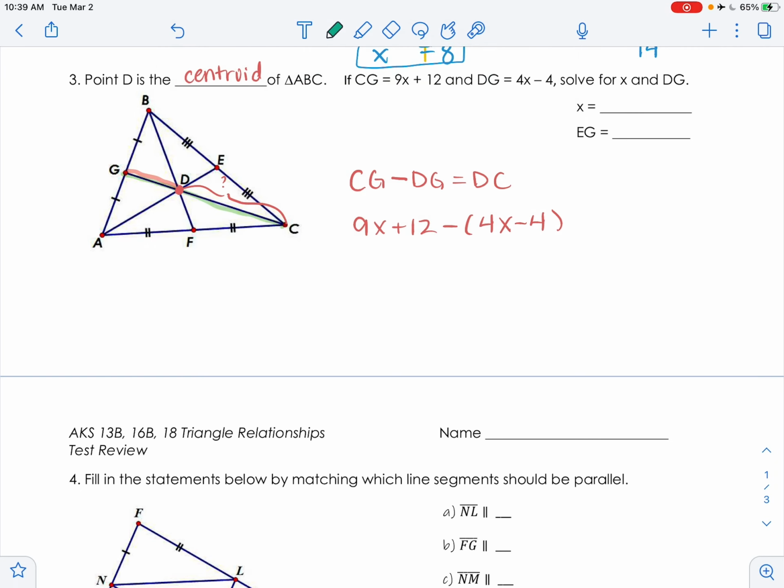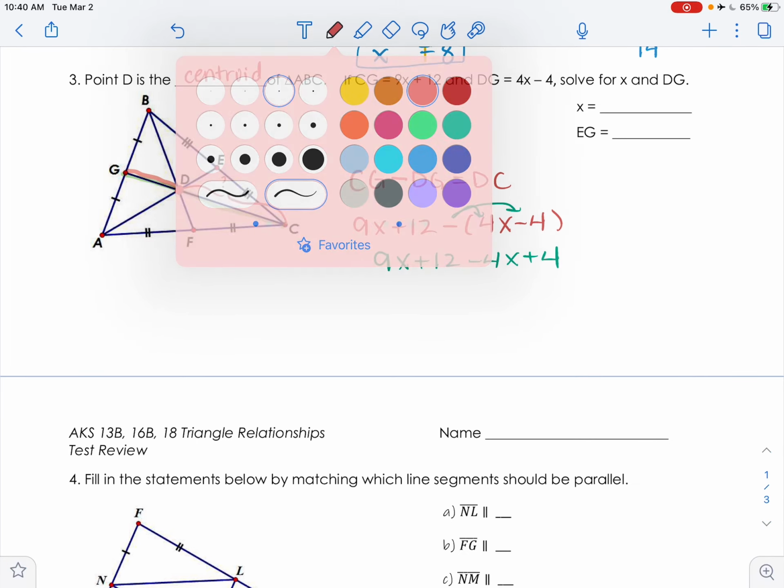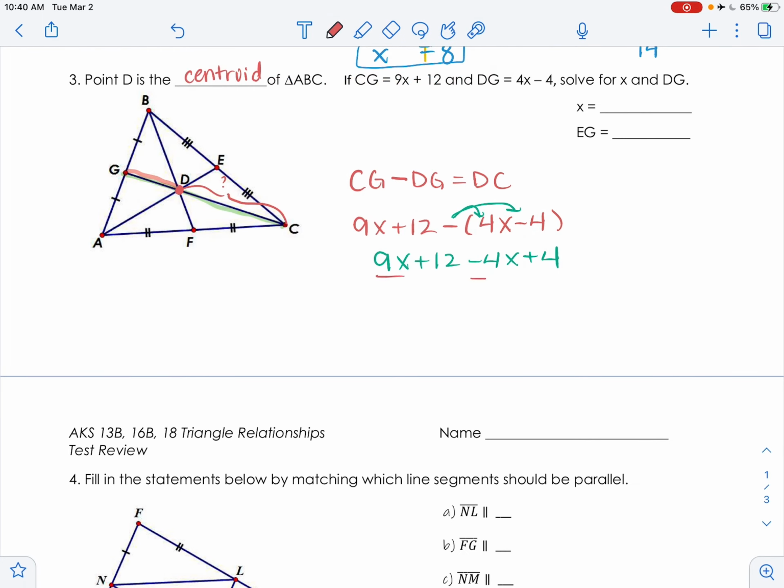When I go to do this, I want to start by distributing the negative. So it becomes 9x plus 12 minus 4x plus 4. And now I'm going to combine like terms. So I've got 9x minus 4x is 5x. And 12 plus 4 is a positive 16. So now this expression represents the line segment DC. So now I can use this to plug into our formula and solve.